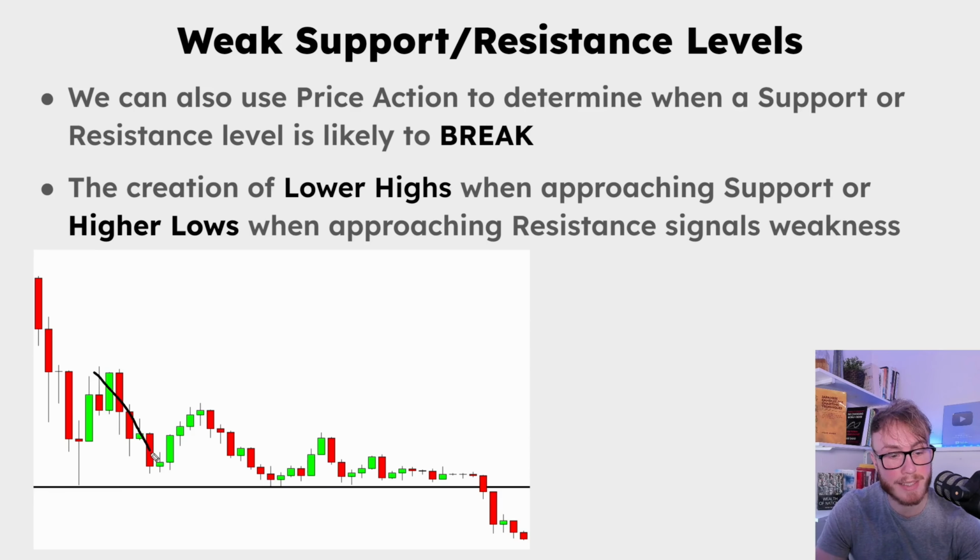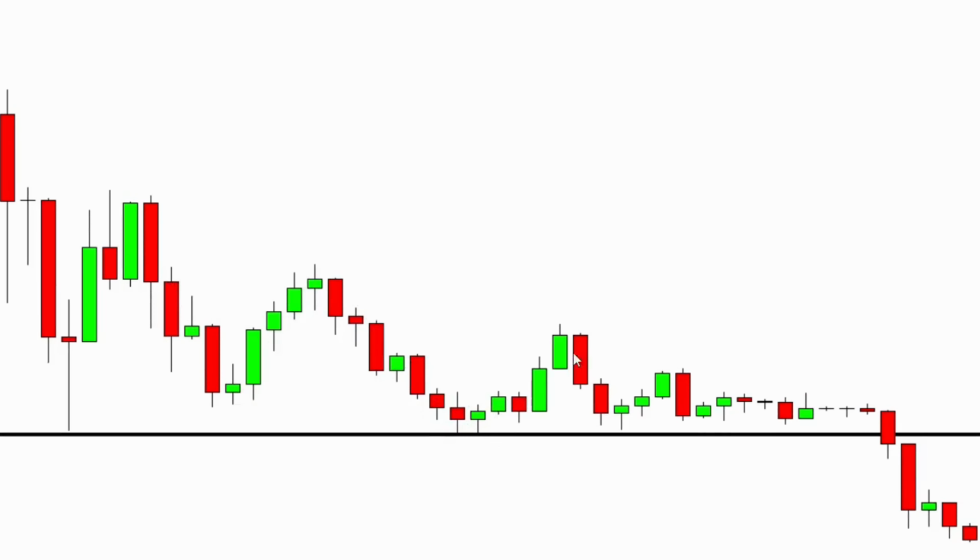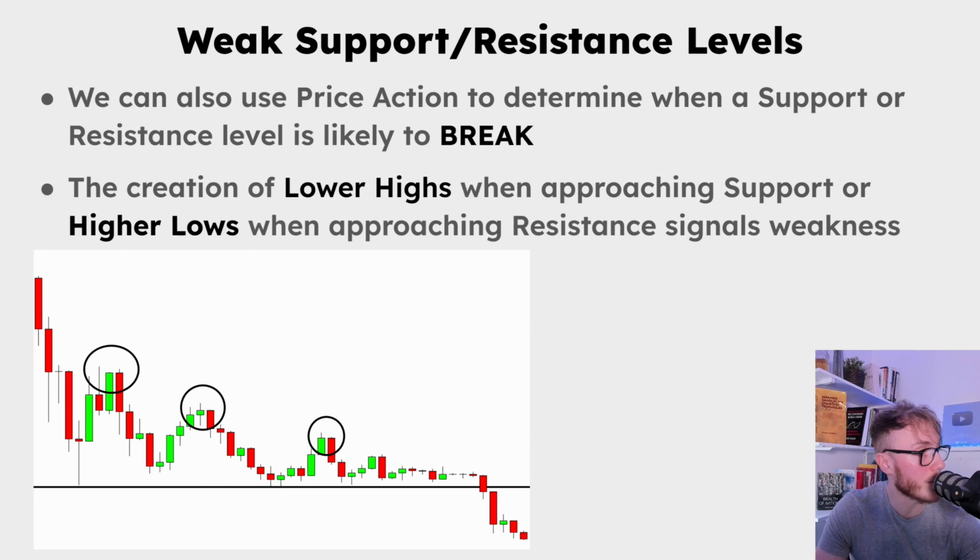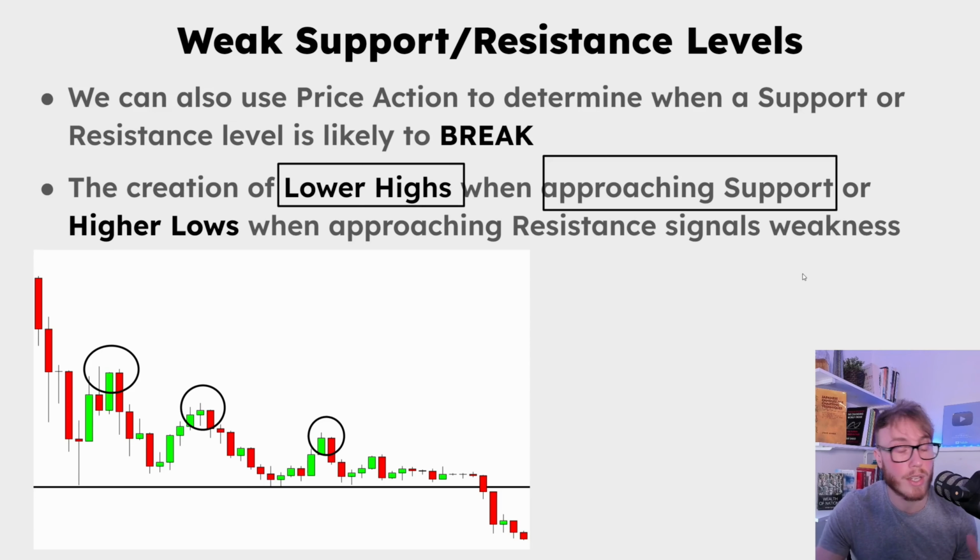So as we can see, then the price came down almost to the support. We saw a little bounce. The price came down again, pretty much exactly to the support level. But if we take a look at this next bounce right here, we can see that the bounce is clearly weaker. And what you also can see here is that the highs, you can see we have one high right here. After the next bounce, we have a lower high. The third bounce right here, we have an even lower high. And this is what I mean when I talk about lower highs when approaching support signals weakness.